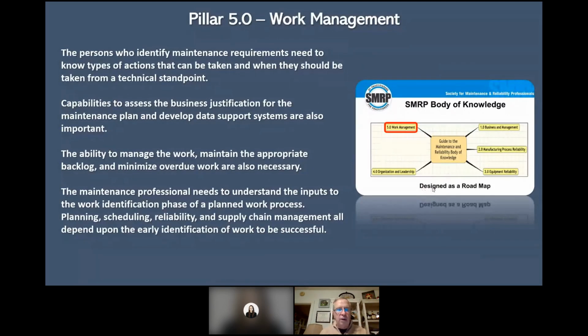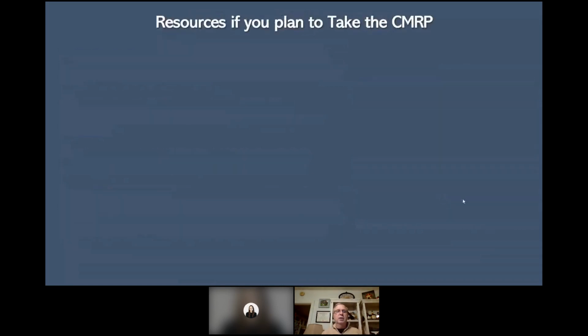Planning and scheduling, reliability, supply chain management, all dependent upon the early identification of work to be successful. That's back to that preventive maintenance inspection and predictive maintenance. And operator care, I throw that into it too, because I think it's important to have operator care involved.